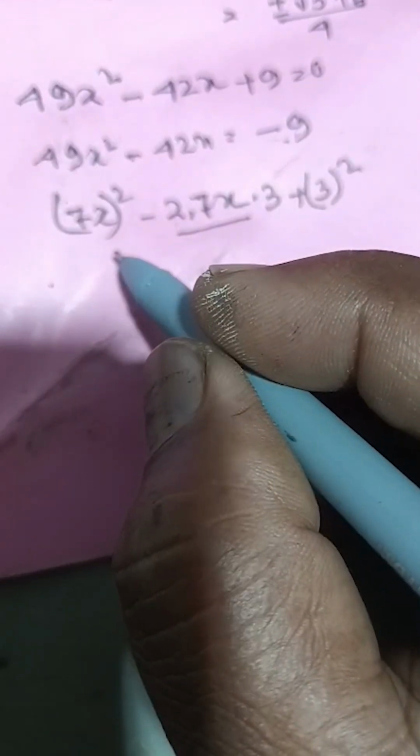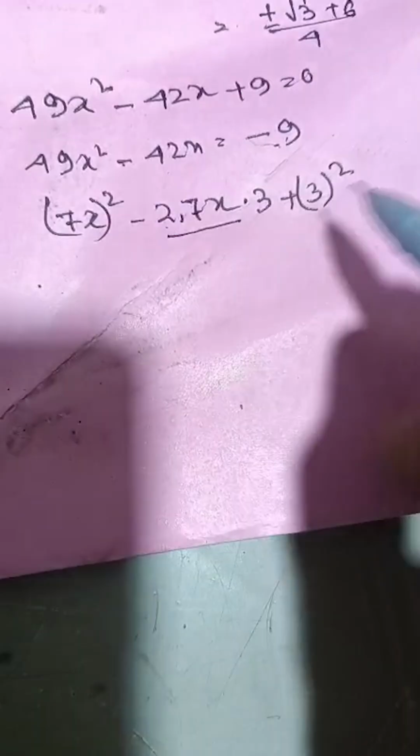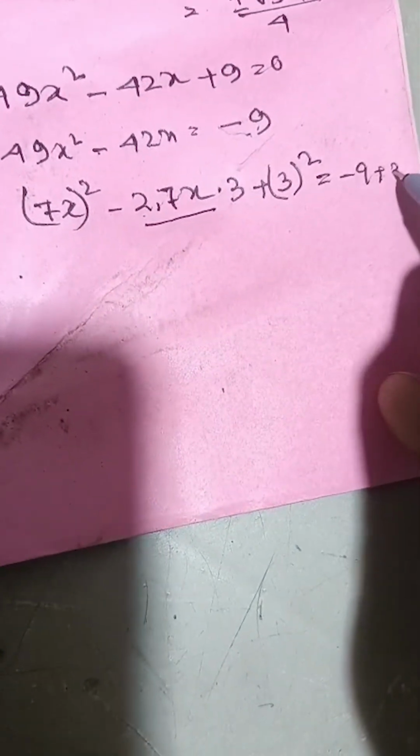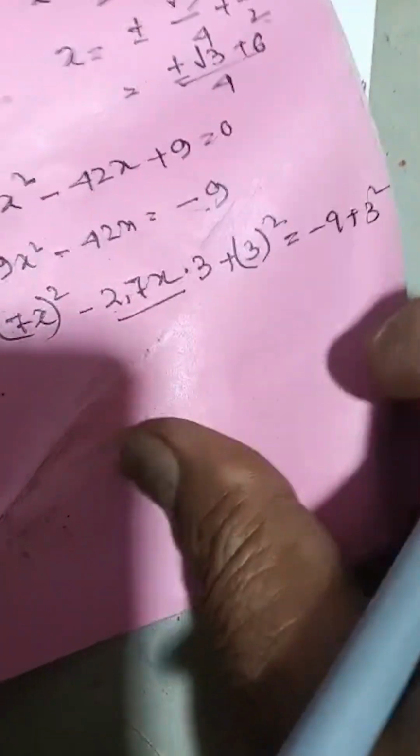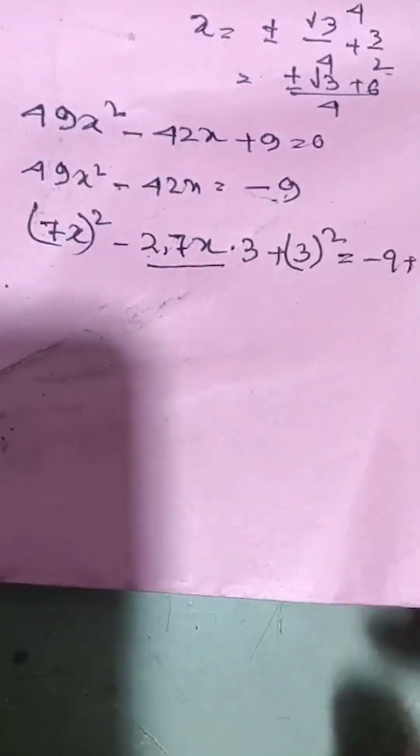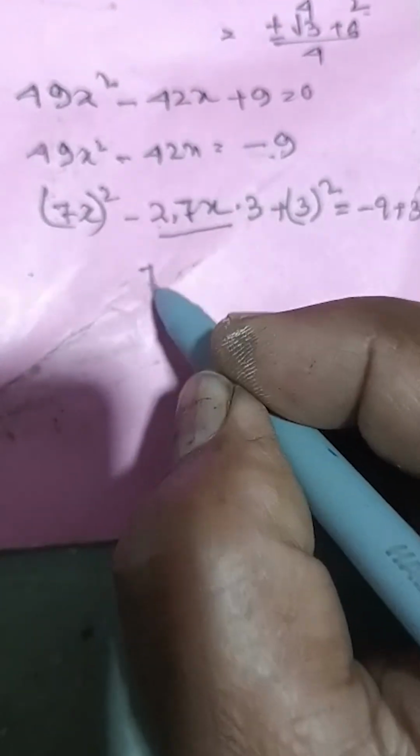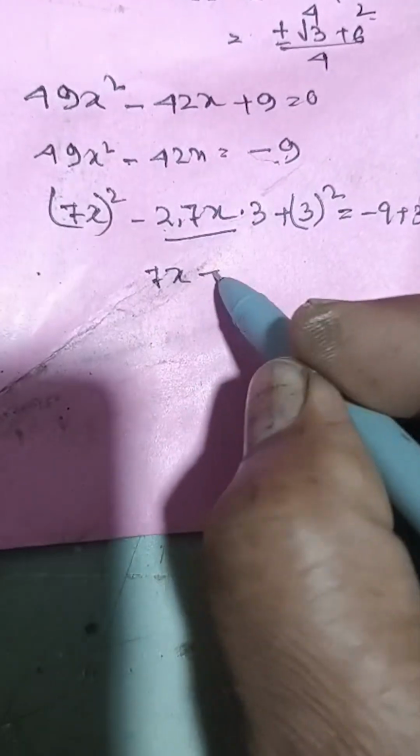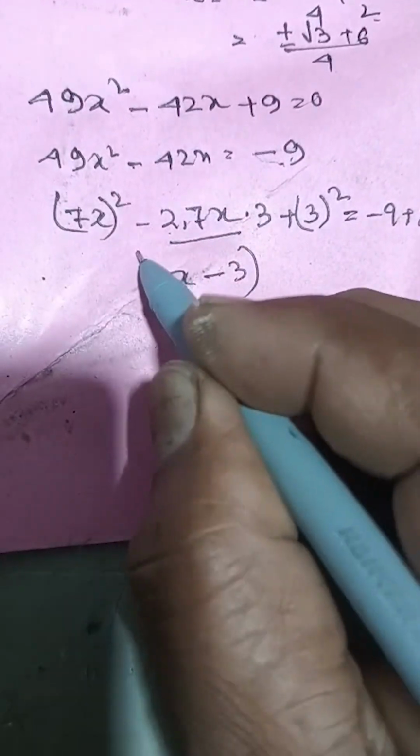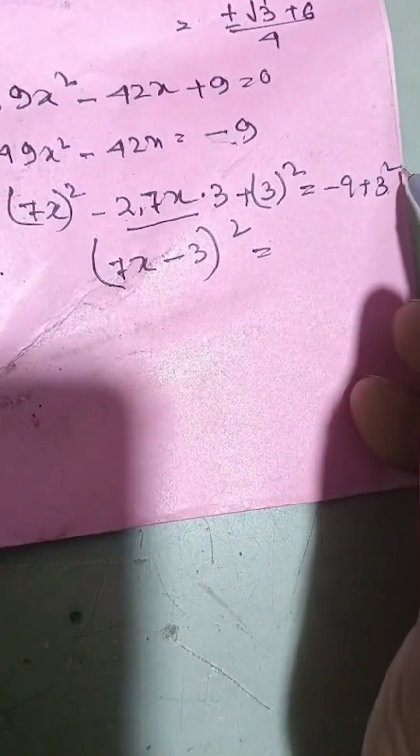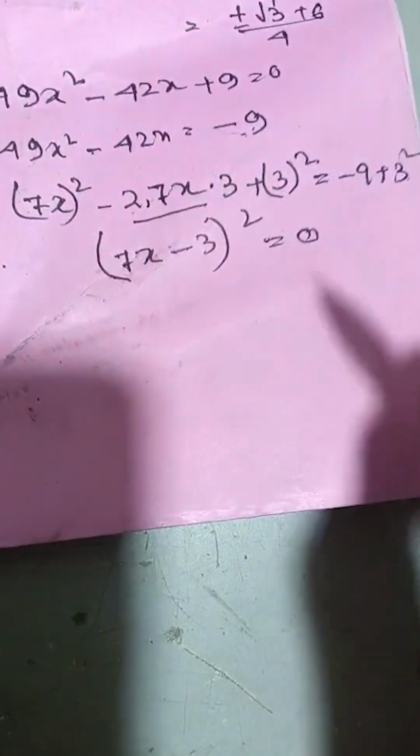It is now in the form of a square minus 2ab plus b square, a perfect square, equal to minus 9 plus 3 square on this side also, as we have written 3 square extra on this side. You have to write 3 square extra on that side also. Thus it becomes 7x minus 3 whole square, because it is the formula of a minus b whole square. Now 3 square is 9, minus 9 is 0.